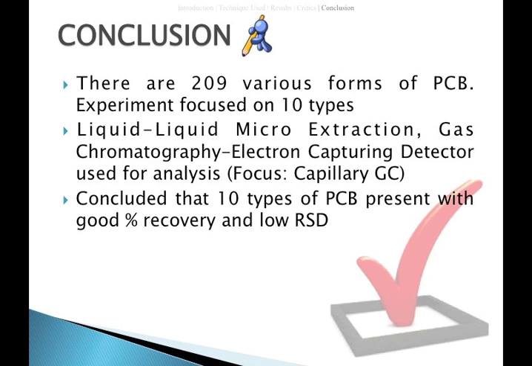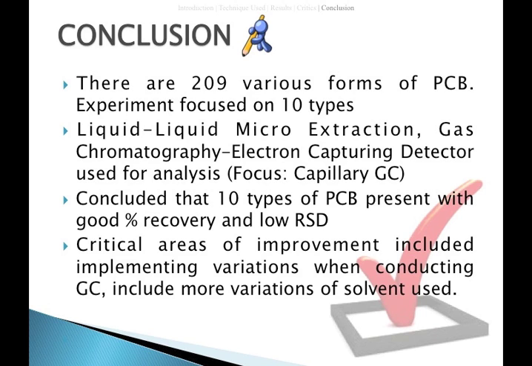It is concluded that there are 10 types of PCB present in the water sample analyzed with good percentage recovery and low standard deviations. Our group would like to point out some critical areas of improvement, which include implementing variations when conducting GC, for example, changing carrier gas and carrier gas flow rate, and including more variations of solvent use.